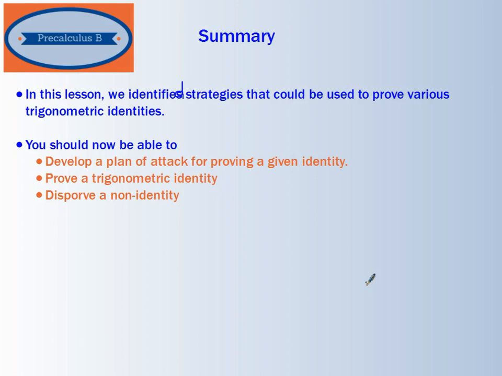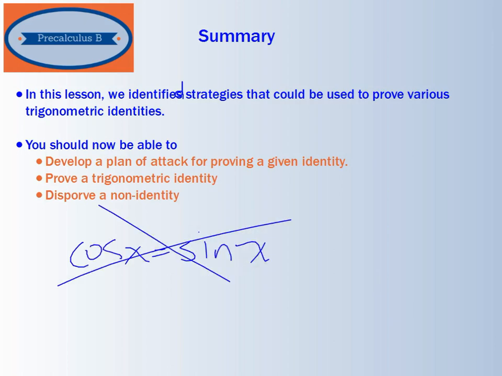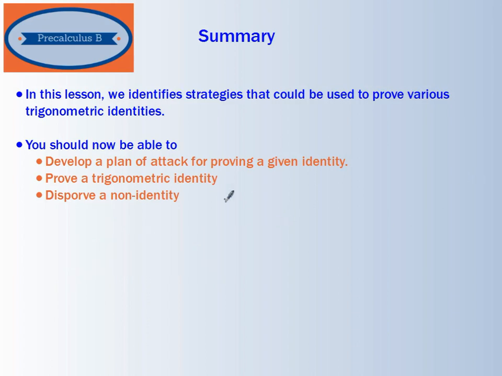Also, if there's a potential non-identity, can you get to something that you know is not true? Can you simplify it to a point where you can say, you know what, that identity is just not true, because you end up with something like cos x equals sin x, where we know that's not true? So can you simplify it to a point to disprove a non-identity? You should be able to do all those things, and hopefully, this was a lot to take in, but hopefully it empowers you moving forward.